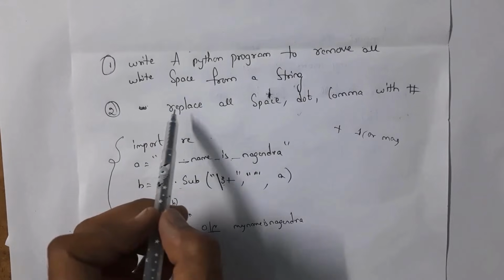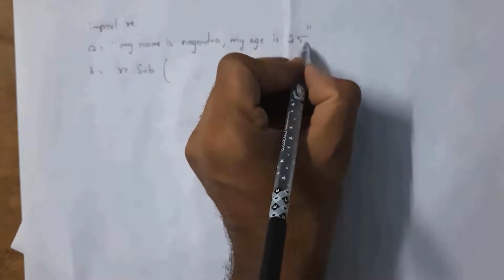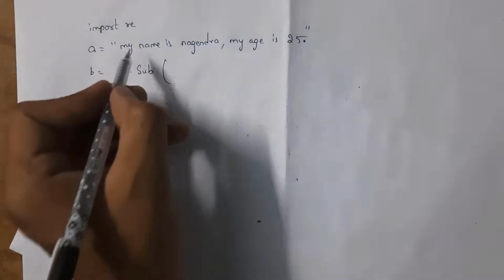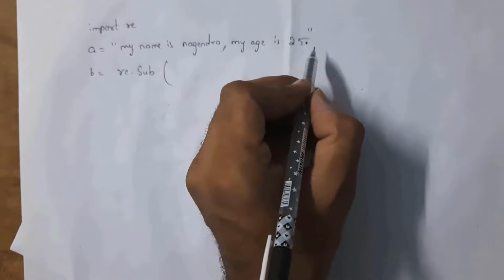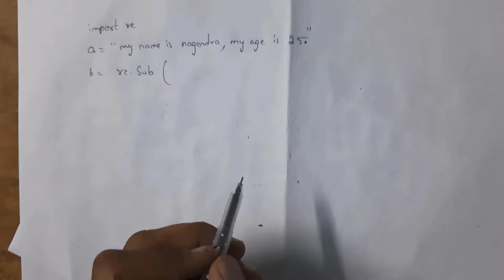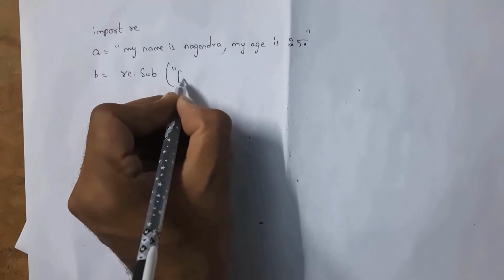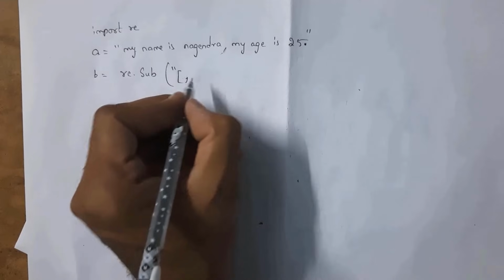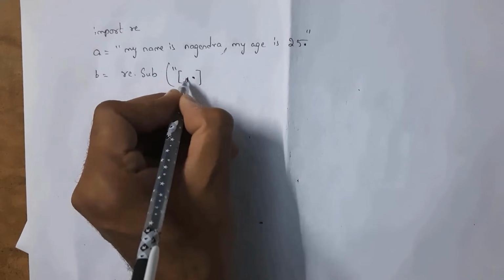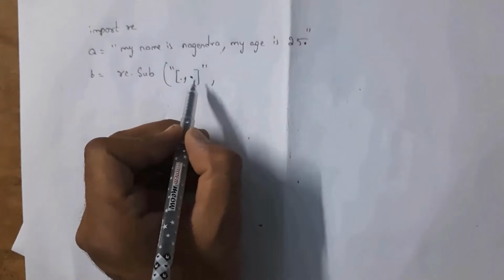Next I will explain how to replace all spaces, dots and commas with the hash symbol. This is my string: My name is Nagendra comma my age is 25 full stop. Now I want to remove the spaces, comma symbol and full stop symbol from this string. So we need to substitute this space, comma and full stop with the hash symbol. So I am using the substitute function. Inside sub I am writing: I want to remove space, so give space here. Next I want to remove comma and next I want to remove full stop. So take space, comma and full stop in square brackets. As I already said before, we need to take the pattern in quotation marks. Now I want to replace this space, comma and full stop with the hash symbol.